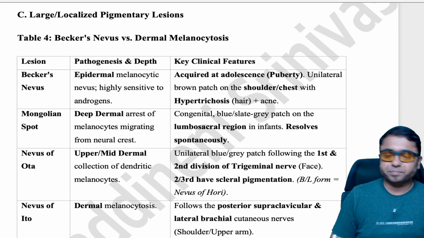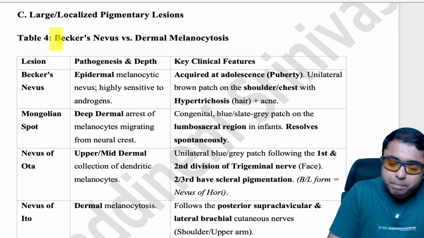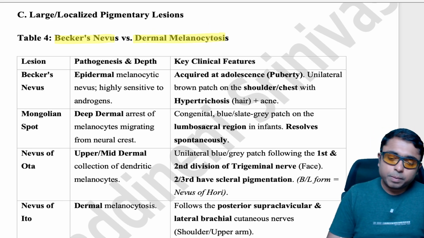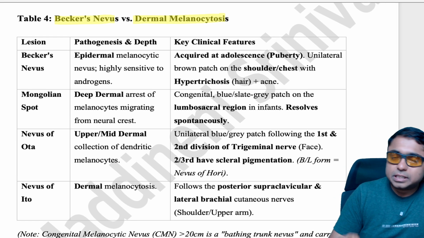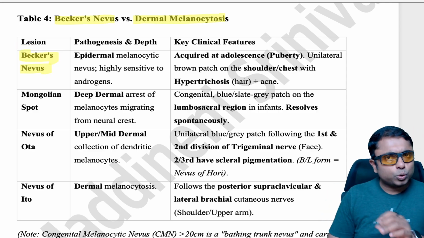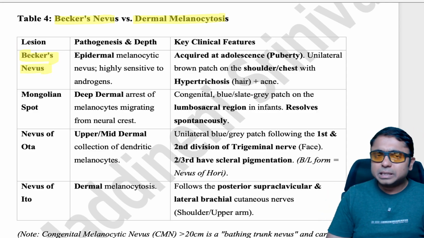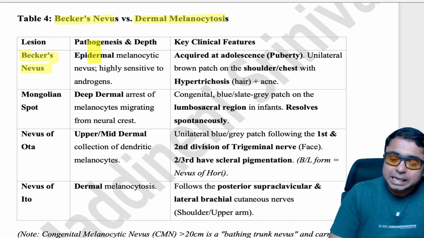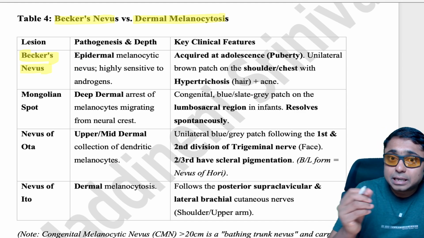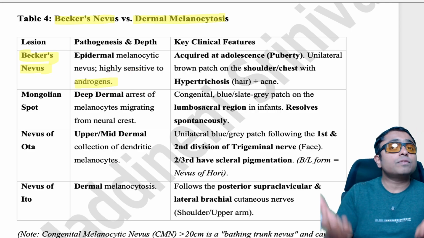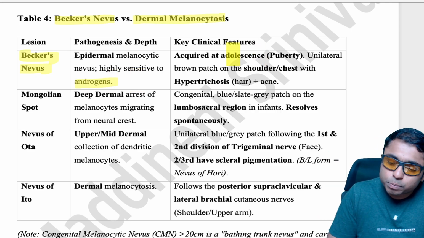Okay. Now coming to Becker's nevus and dermal melanocytosis. These are the two important things which you have to remember, which are localized pigmentary disorders. In Becker's nevus, remember, though the term nevus simply means a birthmark or a mole, Becker's nevus can appear at times when the levels of androgens are very high, that is during puberty.